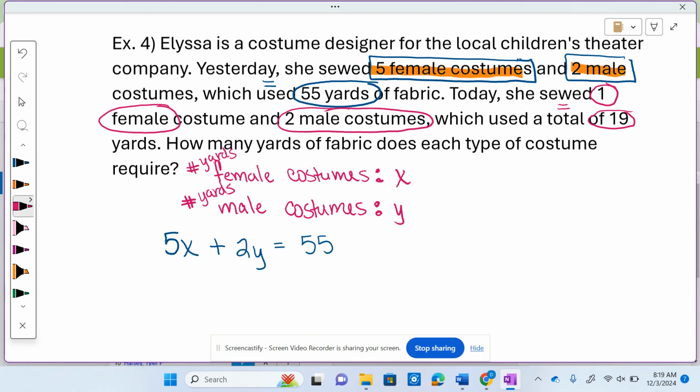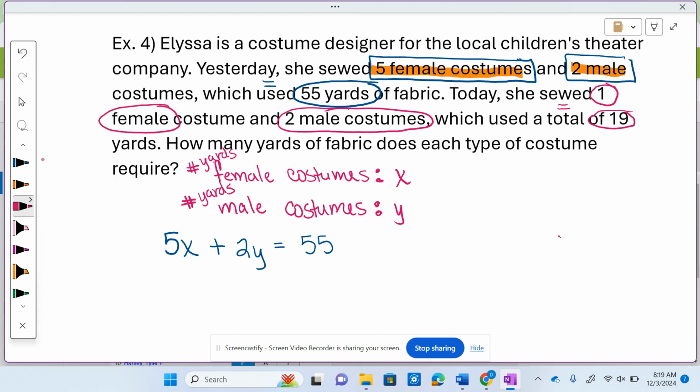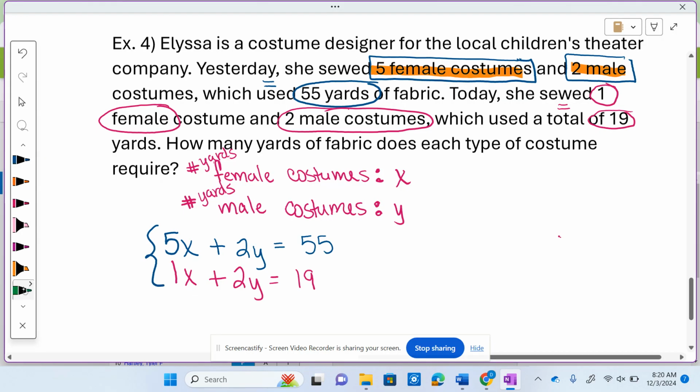Who feels like they can set up the second equation? Go ahead, Tim. How many female costumes did she sew the second day? That's all right. So 1x plus 2y equals 19. Okay. So those are our equations. This is our system, right? Do we have opposite coefficients? We don't. Which one do you want to multiply by -1?